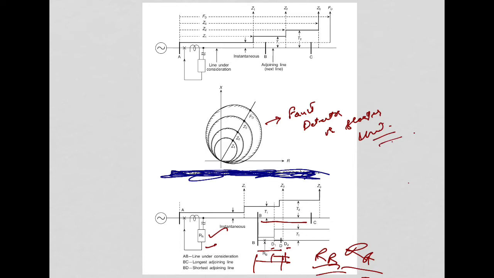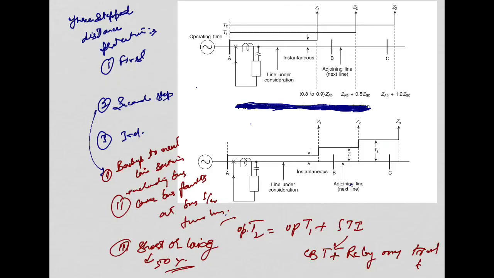Now the three-step distance protection we have seen here. Now there is an additional distance measuring unit whose reach is actually beyond the reach of the third unit, and the operating time of this unit is instantaneous, and the unit is known as the fault detector or the starter unit.